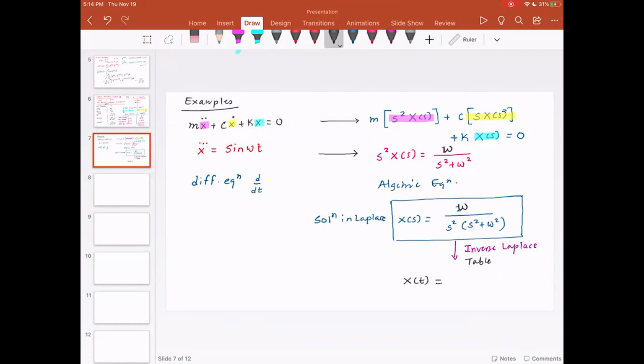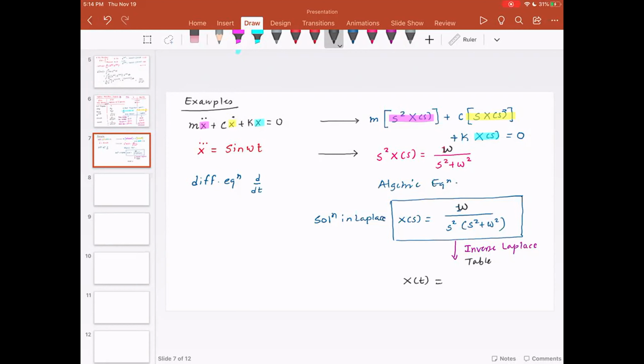Now, probably some of you have studied Laplace transform in calculus or differential equations class. But what I'm going to do is use MATLAB to solve the Laplace transform. So before I proceed and go to MATLAB, I just want to ask if there are any questions.